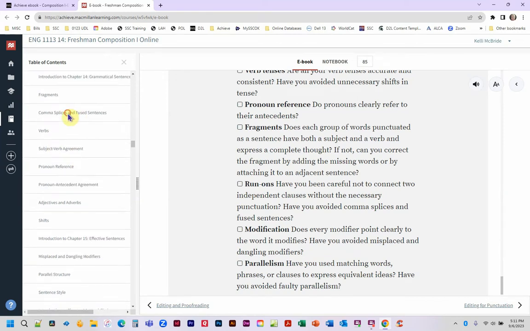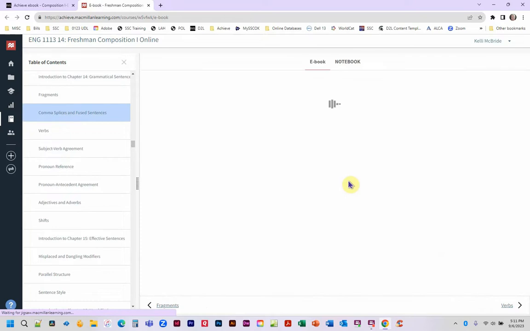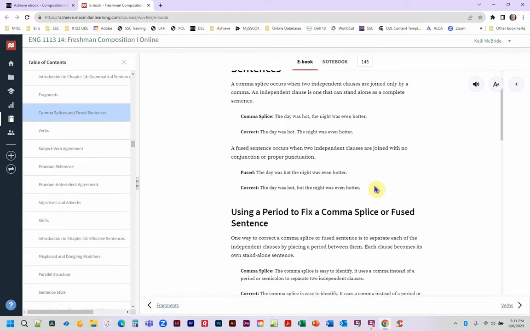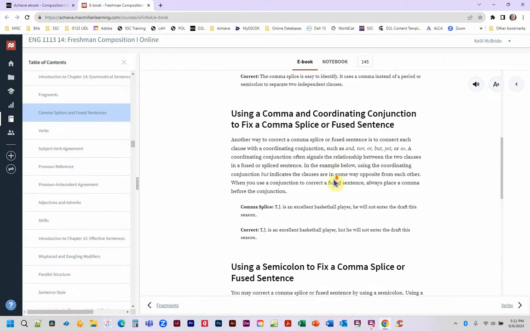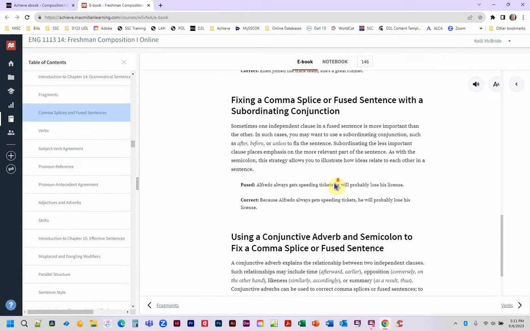So comma splices and fused sentences. This is the section that helps you with run-ons and comma splices. For some reason, people want to start calling run-ons fused sentences. I call them run-ons. But here you go. You've got an example. You've got definitions of what's wrong. Then you've got different strategies that you can use to fix these things.